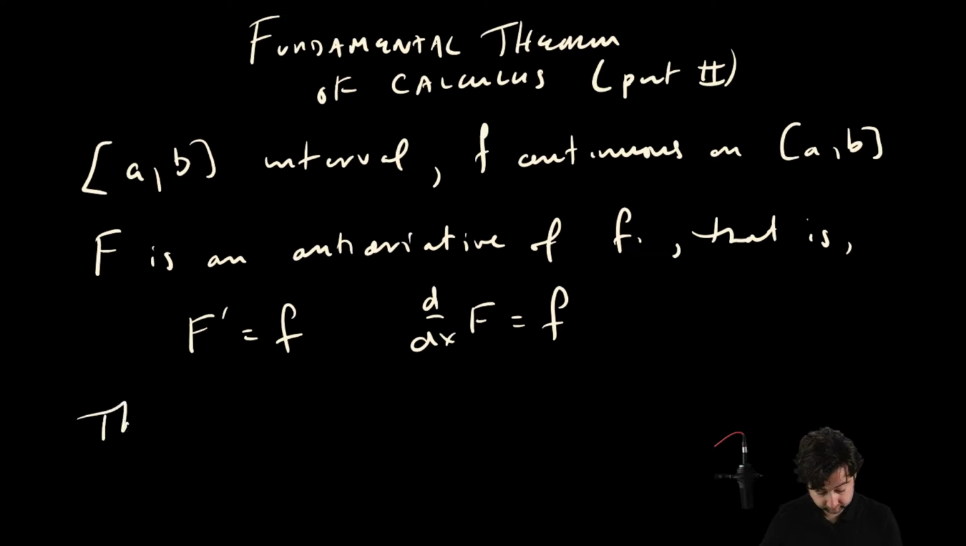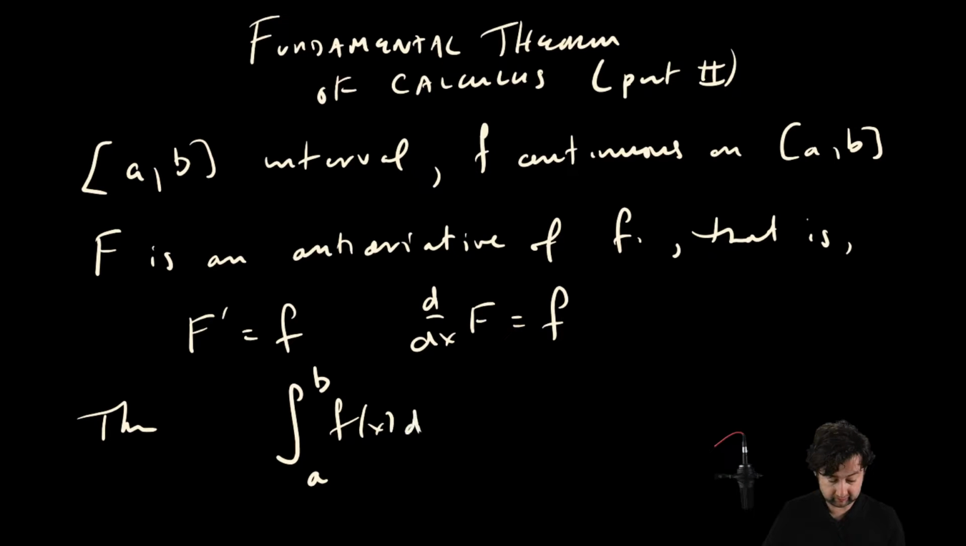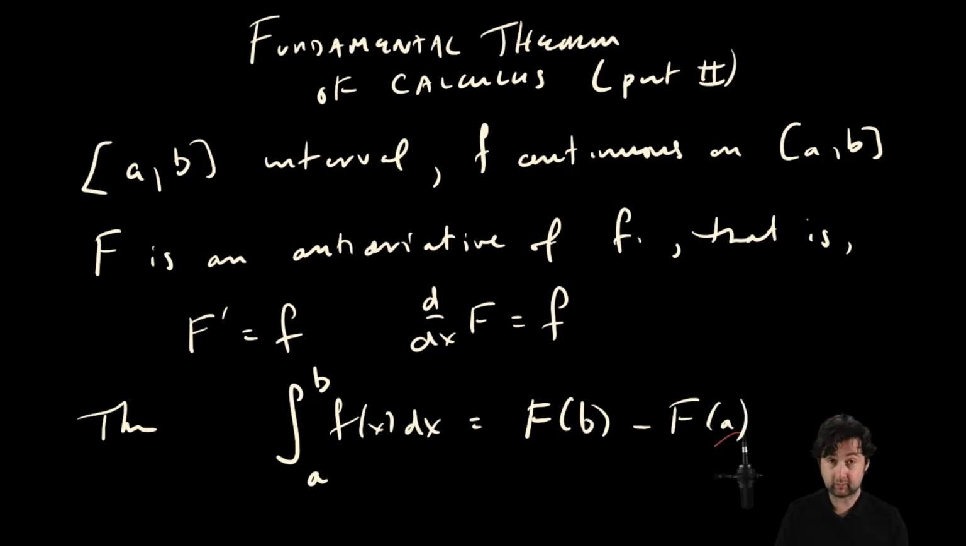Then the definite integral from a to b of f of x dx is equal to the antiderivative evaluated at b minus the antiderivative evaluated at a.